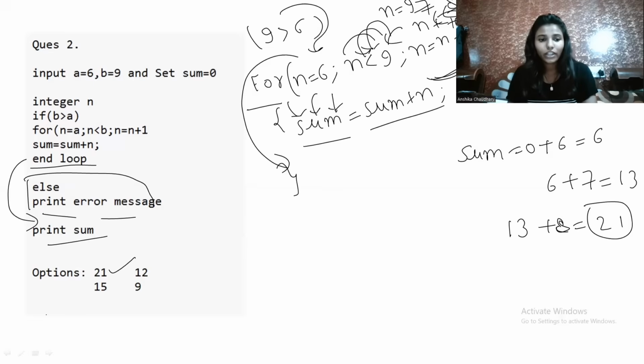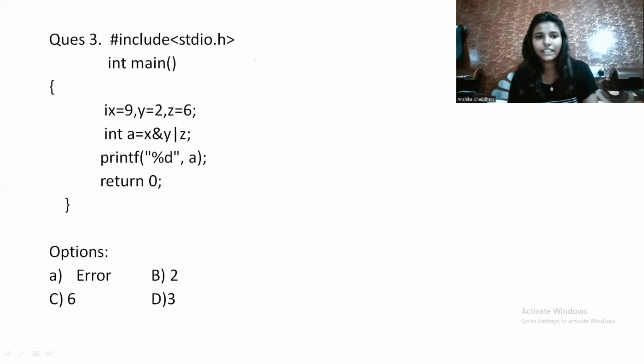Okay, so moving on to the next question. You can take the screenshot or you can try to solve it on your own. So moving on to the next question. Next question is written in C language.